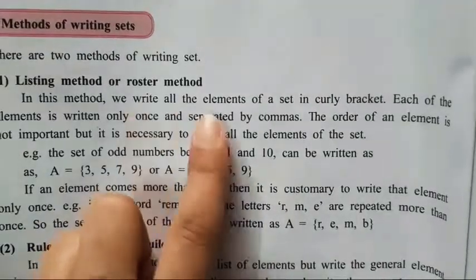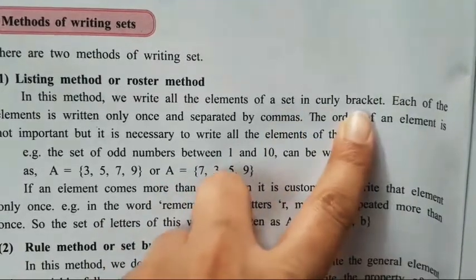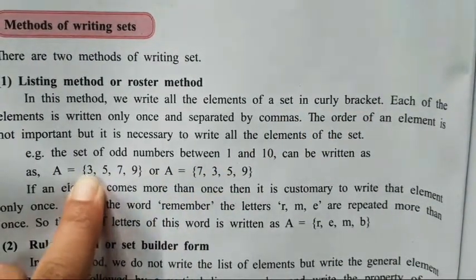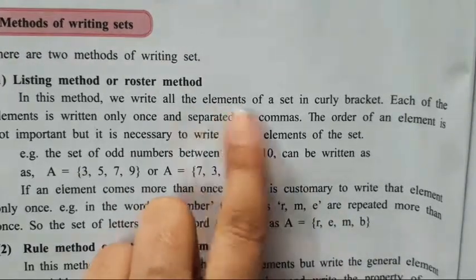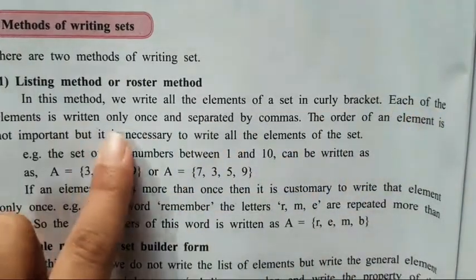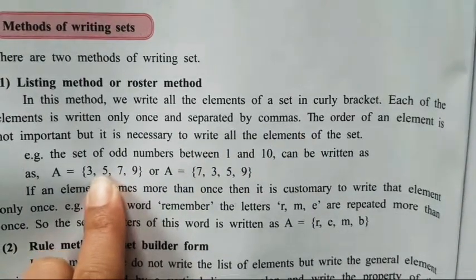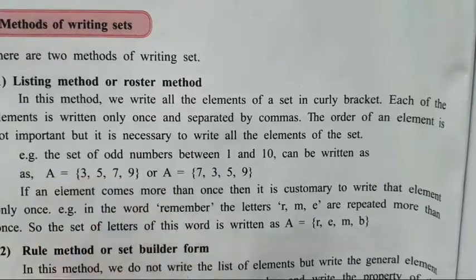Now, in this method we write all the elements of a set in a curly bracket. As I said, this bracket defines a set. You all have to use this bracket for defining sets. All the elements means the numbers inside. Each element is written only once and separated by a comma. I think it is clear to everyone: curly bracket, numbers, separated by a comma.